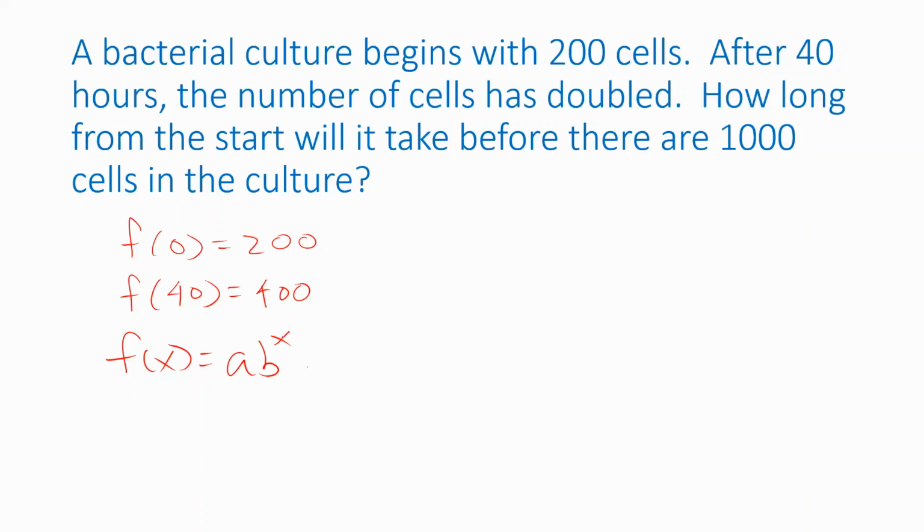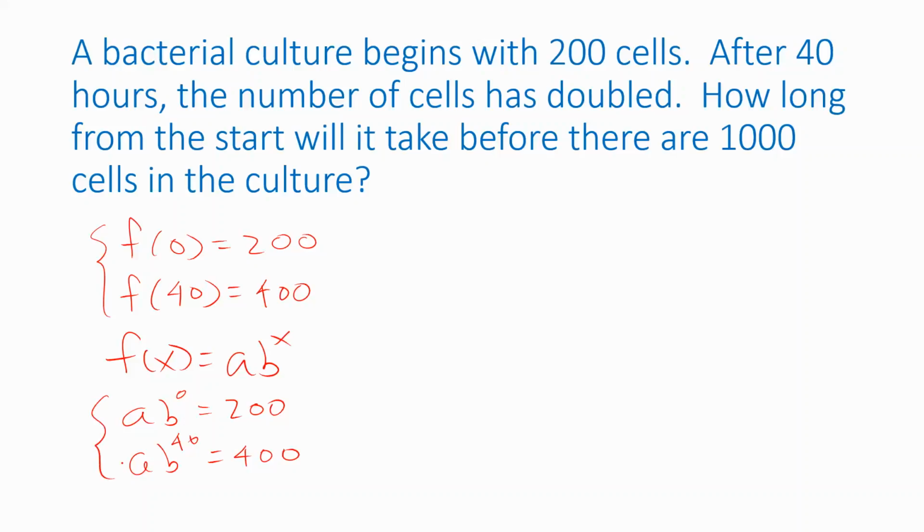And let's evaluate a and b by taking these two facts and turning them into a system of equations we can solve for a and b. So if I plug in a 0, I get a times b to the 0 equals 200. And if I plug in a 40, a times b to the 40 equals 400. Solve that system of equations.